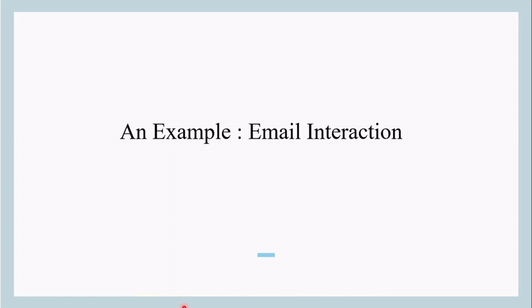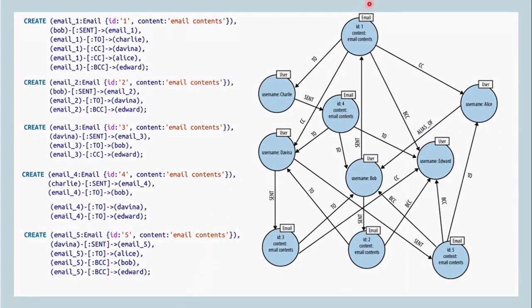Now let's see this graph database using an example of email interaction. Here we are going to create a graph database for an email interaction using the Cypher language. This is the graph database that needs to be created in our Neo4j. For this, we have written some query language.